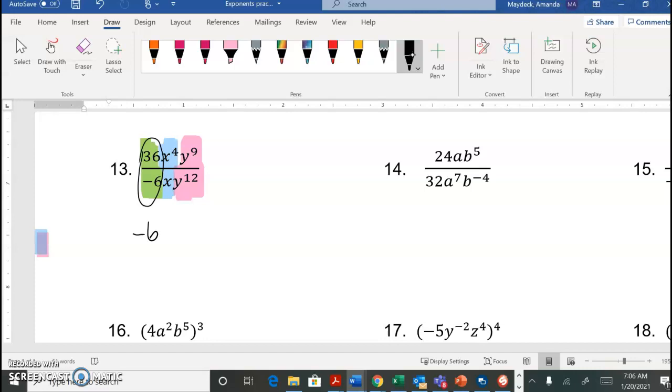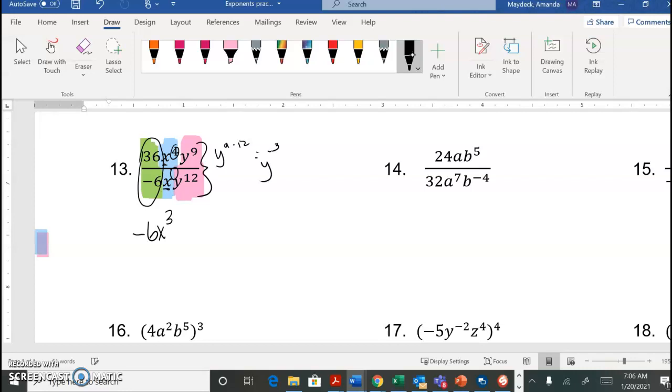Now we're going to move into the exponent rule of division, where if the base is the same, you just subtract the exponents. In this case, my base is x, and I'm subtracting 4 minus, if there's nothing there, it's a 1, leaving me with 3. And then for y, this is where it's really important to make sure that we are writing in positive exponent form. In this case, I would do y to the 9th minus 12, and that would leave me with a negative 3 for our exponent.